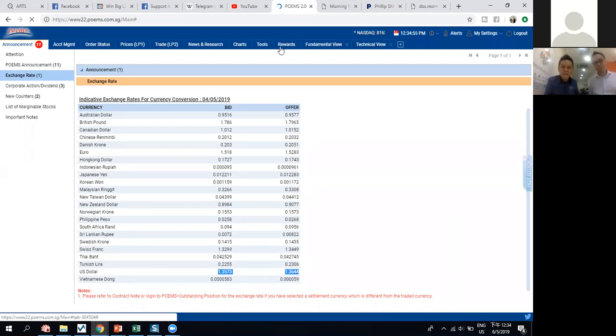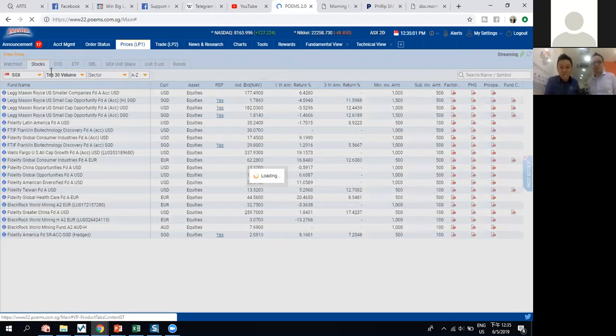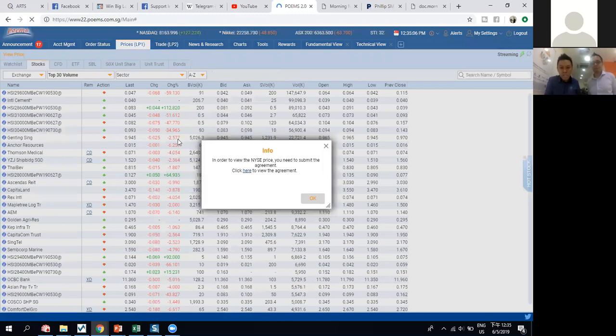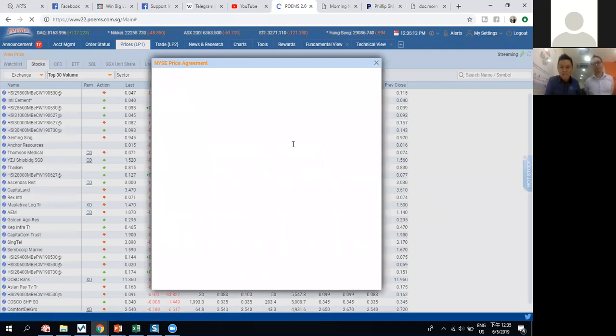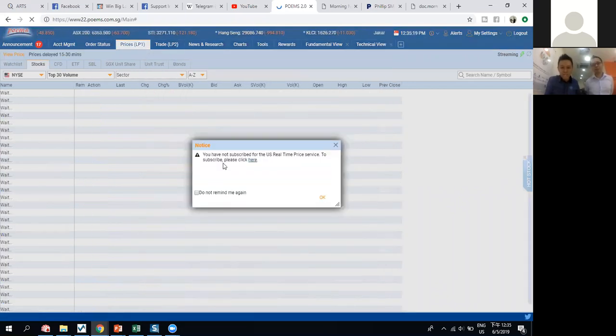One more thing, very important thing, is you need to subscribe to the live price. So if you are trading, let's say, other markets, let's say US markets, then when you click the US market, they will prompt you. In order to view the US price, you must submit the agreement. You click here to view the agreement, and what you do here is you scroll down and you click agree, and you submit.